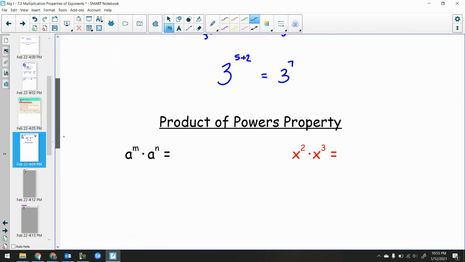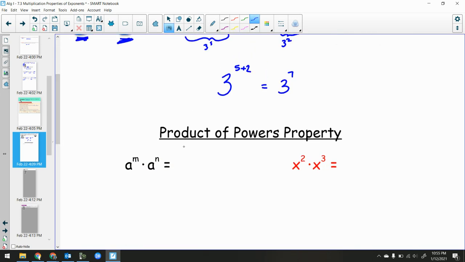So that's my product of powers. Product means to multiply. The product of powers property means that if I've got a to the m times a to the n, notice the same base here, it is a to the m plus n. I add the exponents up on top. You leave the base the same. The base does not change.